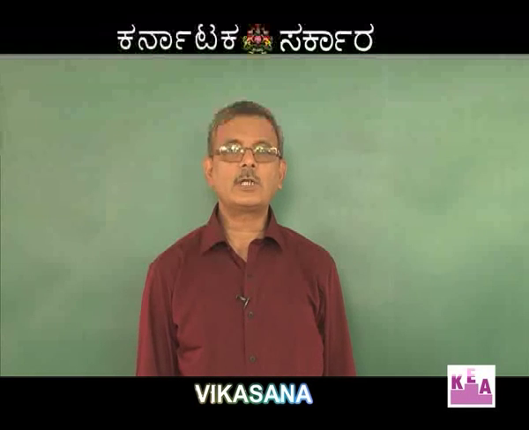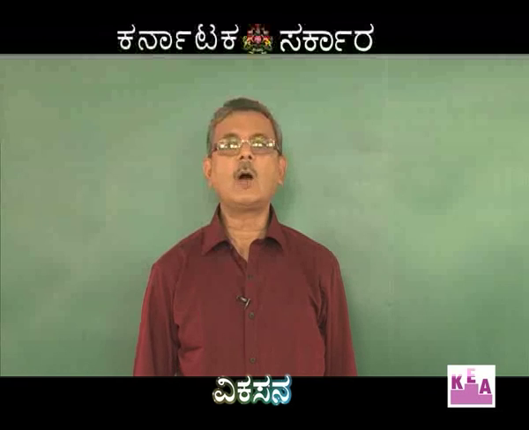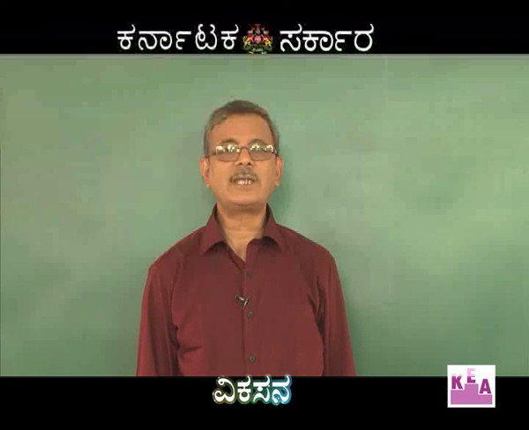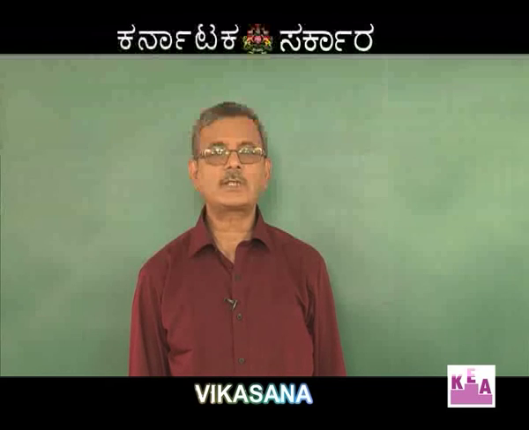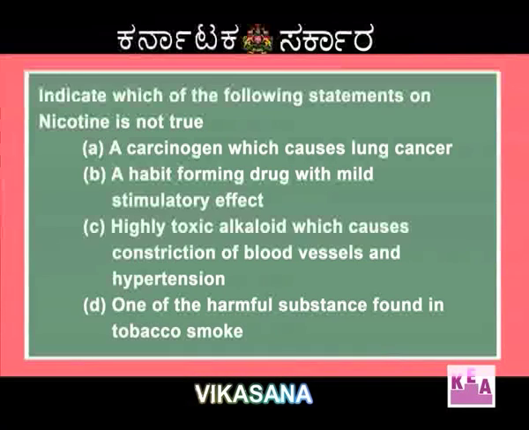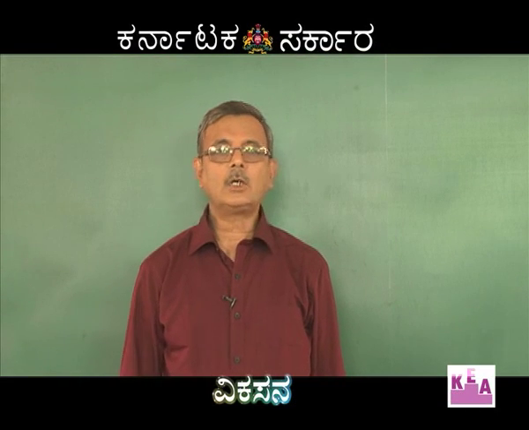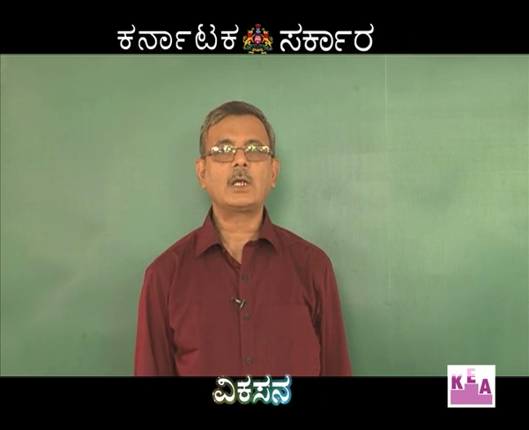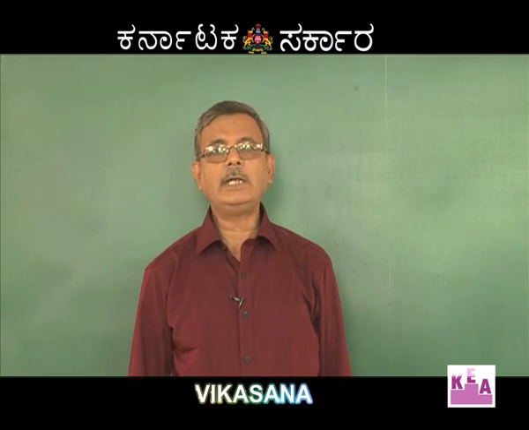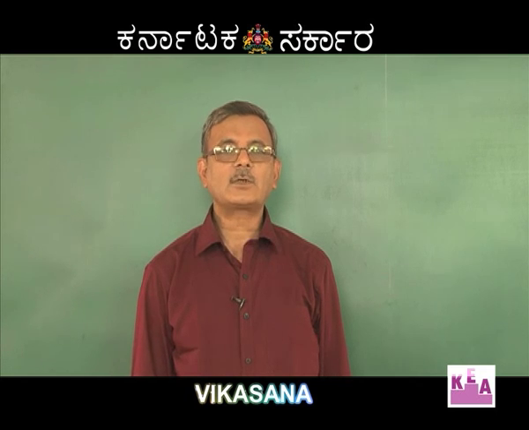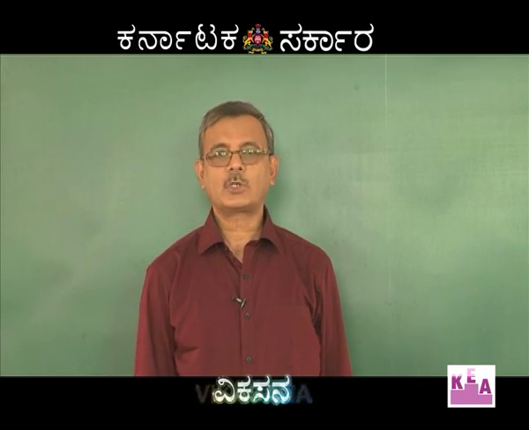Nicotine is going to destroy the mucus secreting goblet cells. It is going to cause erosion of cilia because of its toxicity. Thereby, option D and option B are not going to be the answers. When you come to option A, it is a carcinogen which causes lung cancer. We all know tobacco is the main cause for lung cancer. 90% of lung cancer victims are tobacco smokers.